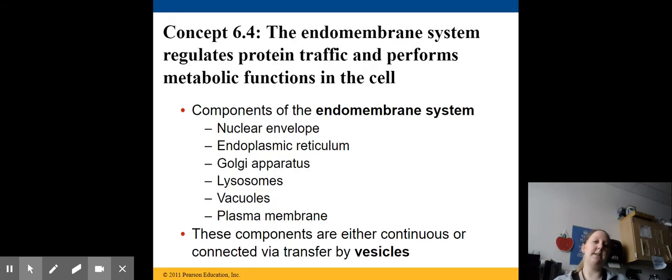The endomembrane system consists of the nuclear envelope, the endoplasmic reticulum, the Golgi apparatus, the lysosomes, the vacuole, and the plasma membrane. These components can be continuous with one another or connected via transfer vesicles, which pass materials back and forth within the cell between different organelles.